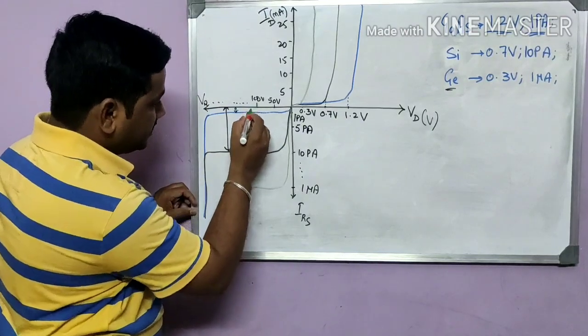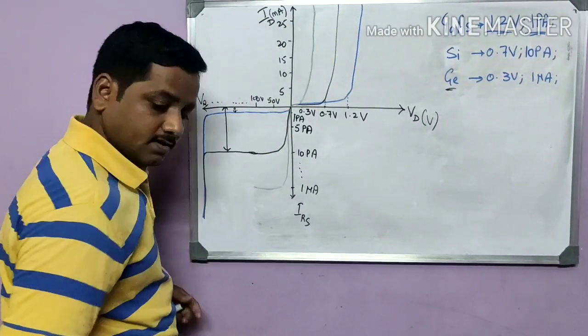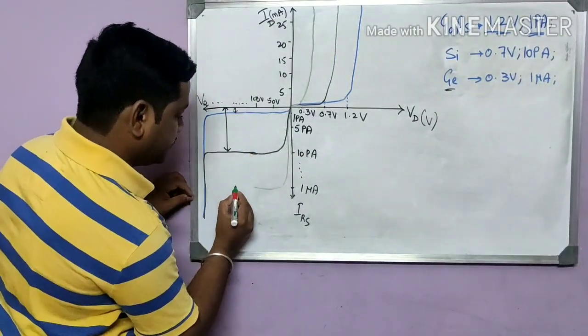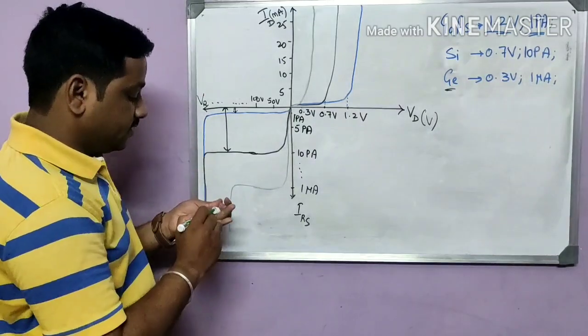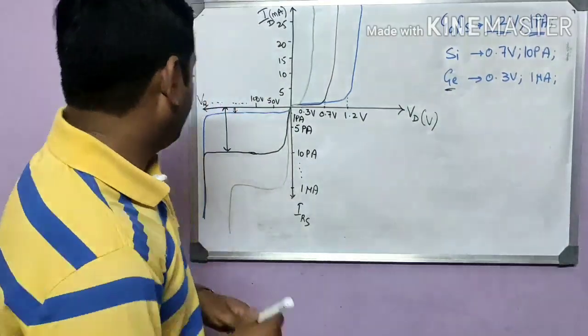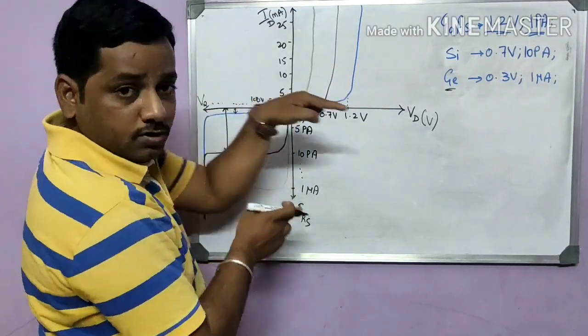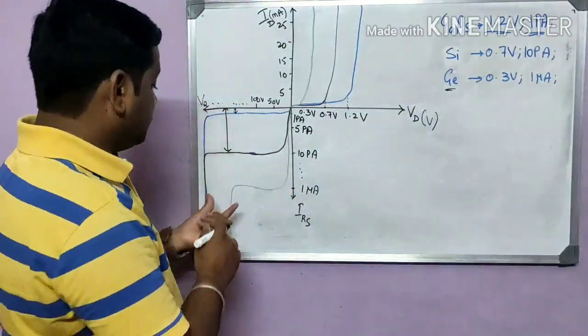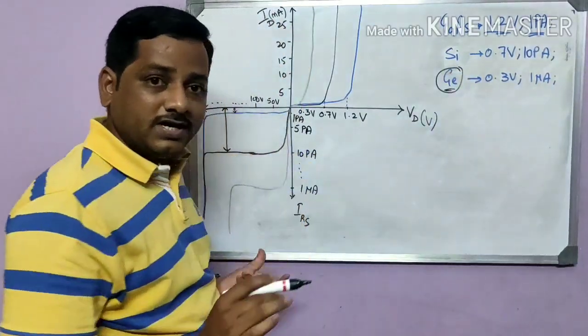So somewhere this is 100. Somewhere we can just exceed it. Somewhere here we get 400. So maximum it can withstand up to 400. So this is the problem with the germanium diode. The saturation current is also more, the reverse current is also more, and the breakdown voltage is less. That's the reason this is not used widely.